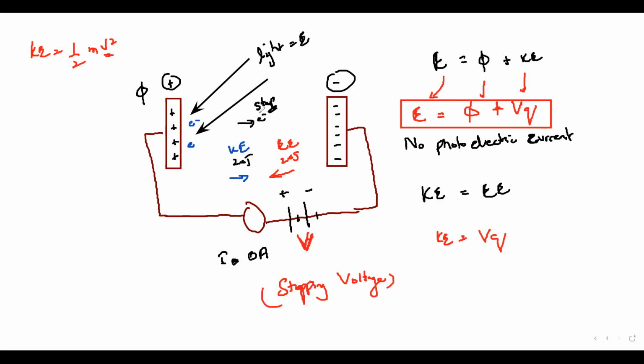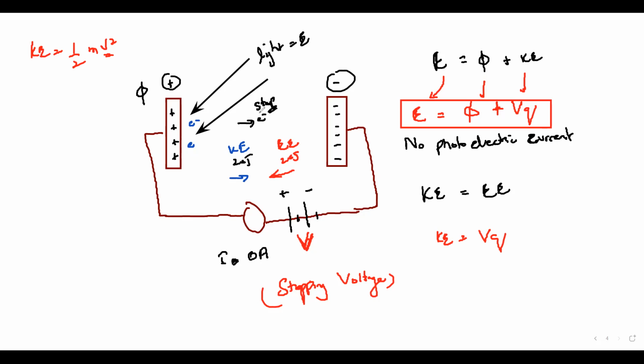That will be a difficult thing. So instead of measuring the speed directly, we convert the kinetic energy to electrical energy by stopping the electrons, not allowing them to move. And that voltage, which is not allowing the electrons to move, is known as stopping voltage. So when there is a stopping voltage, there is no current. And when the current is zero, electron does not move from one electrode to another.